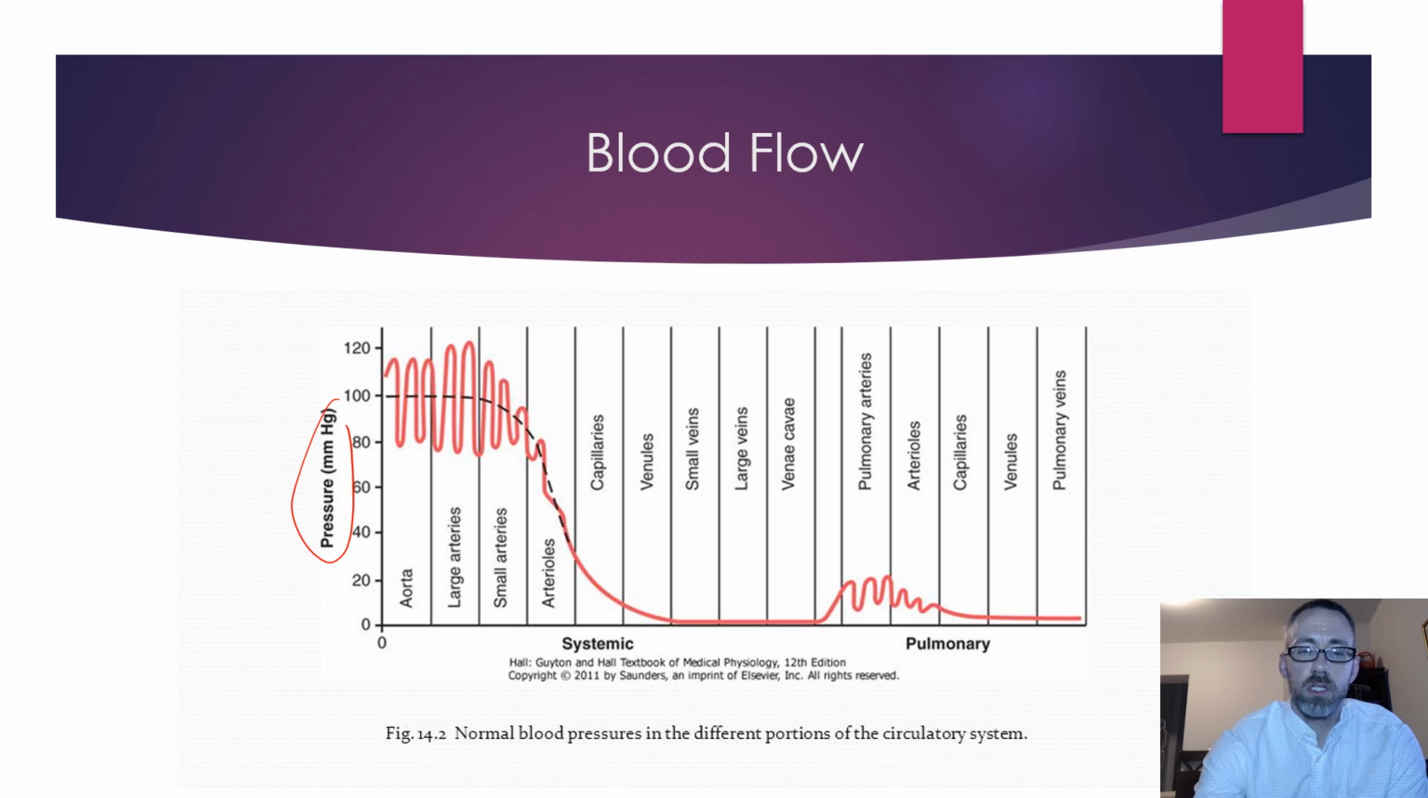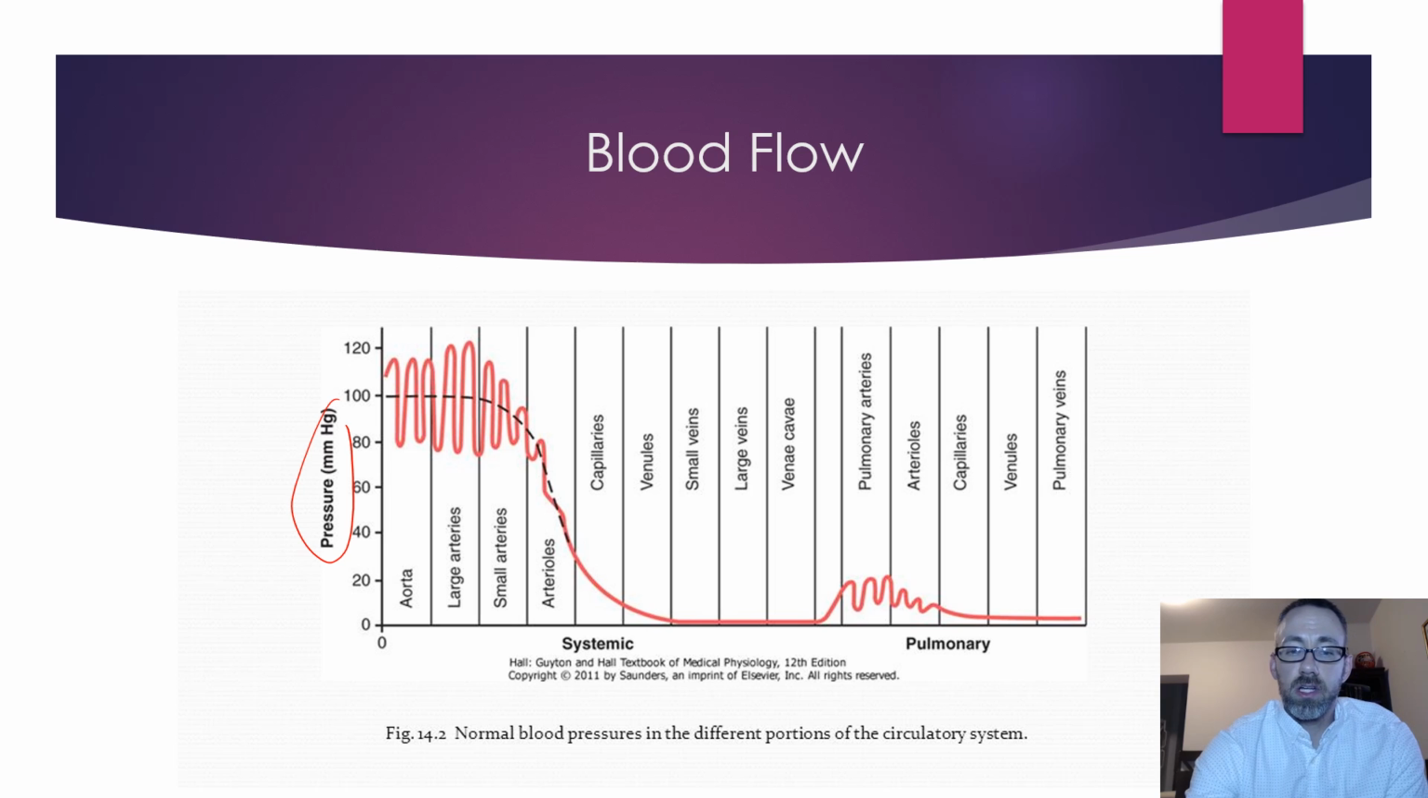The first thing I want you to notice is the pressure. Notice that the pressures in the arterial system are much higher than the venous system. In fact, if you follow the trend, the pressures in the arterial system fluctuate, they're pulsatile, anywhere from a max of 120 to as low as 80 in normal conditions.